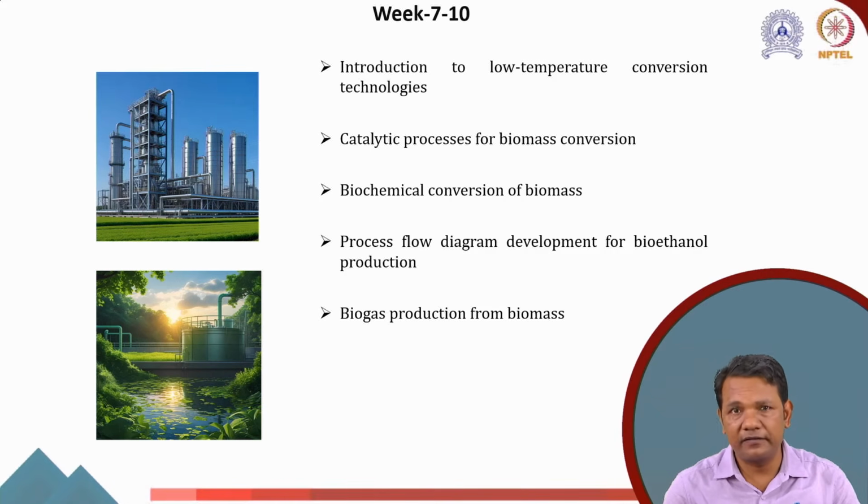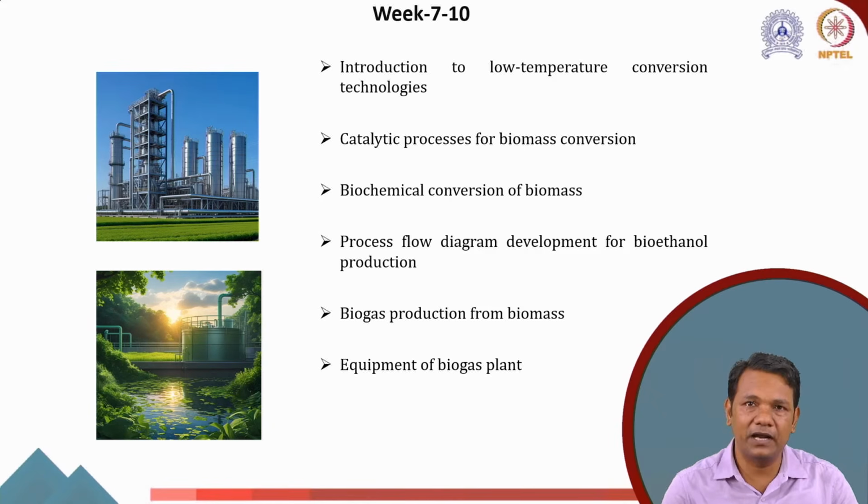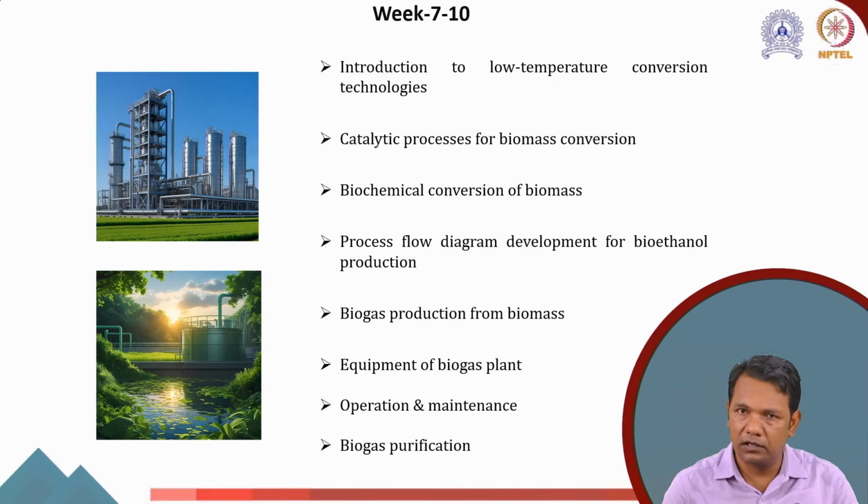Of course, we'll discuss the biogas production from the biomass. And when we talk of biogas, biogas comes with a lot of acid gas like CO2 and H2S. So we'll discuss the different kinds of equipment required to produce the biogas plant, as well as the operation and maintenance and purification of the biogas obtained from the anaerobic and aerobic digesters.